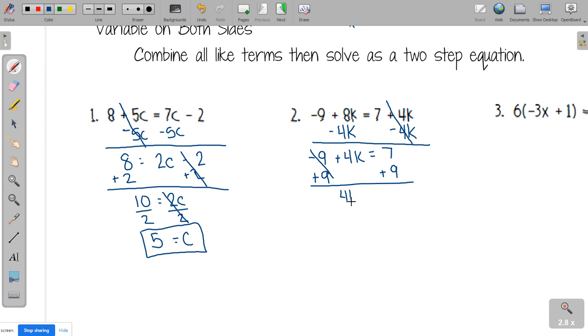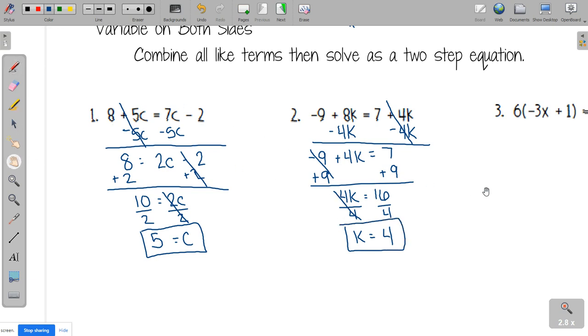So we bring down 4k equals 7 plus 9 gives us 16. 4k is multiplication, so we're going to divide both sides by 4. We get k to equal 16 divided by 4 is 4.